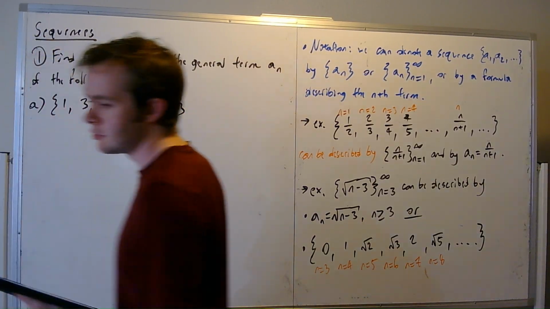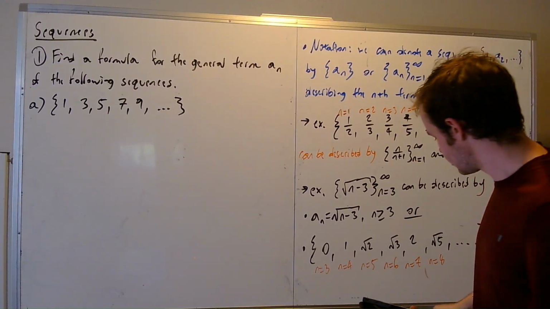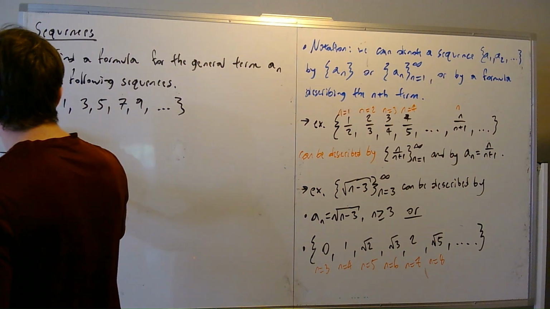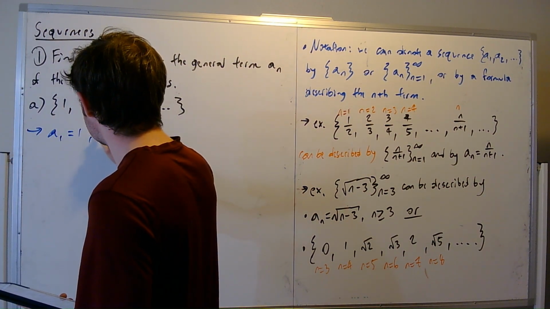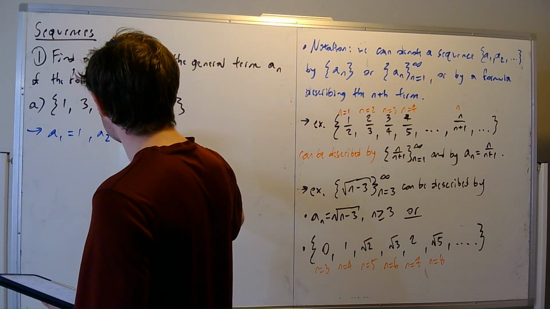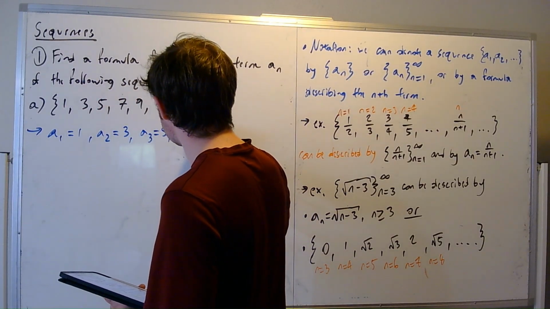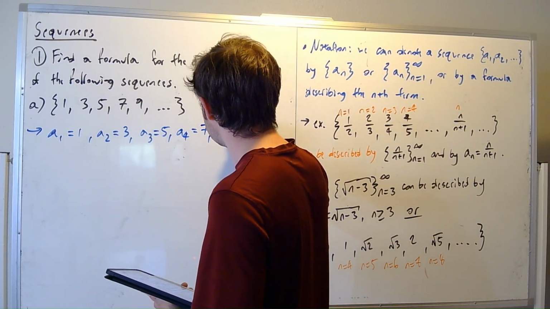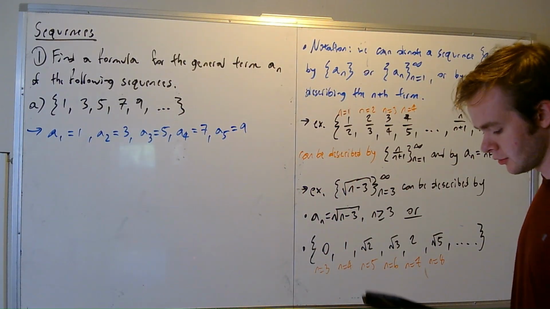These questions are just all about figuring out what the pattern is. So let me write out here. A1, that's our first term, is 1. A2, our second term, is 3. A3, our third term, is 5. A4, our fourth term, is 7. And A5, our fifth term, is 9. So that's the information that they've given us.